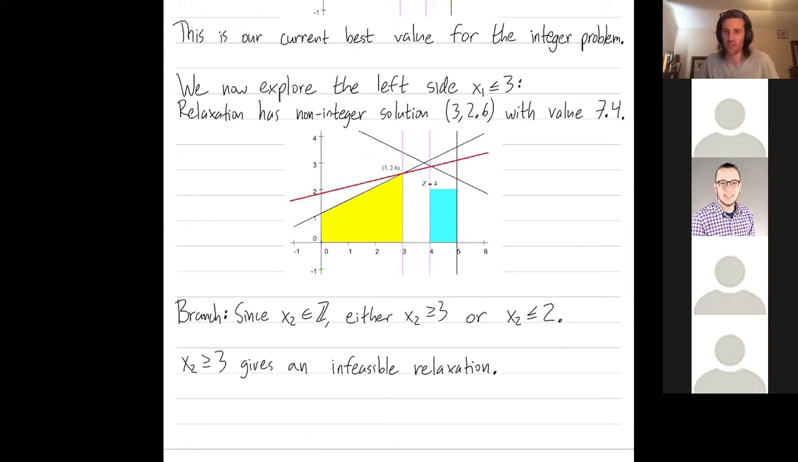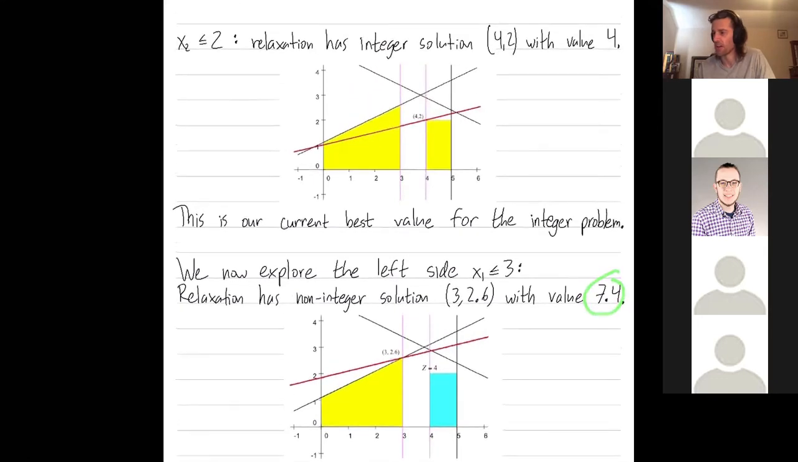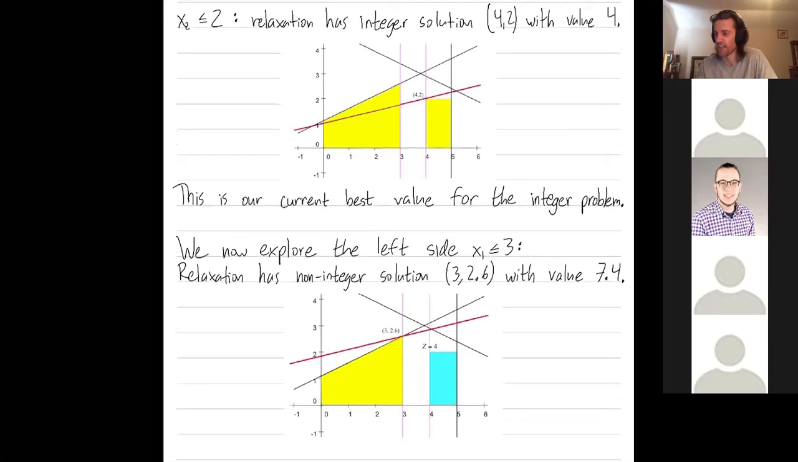So let's explore the left side where x1 is at most 3. You just solve the relaxed problem, forgetting about the integrality constraint, and we find this non-integer solution, (3, 2.6), that has value 7.4. Okay, 7.4 is better than our value 4, but we can't provide 7.4 as a solution yet because it's not an integer solution, right? The inputs are not integers.